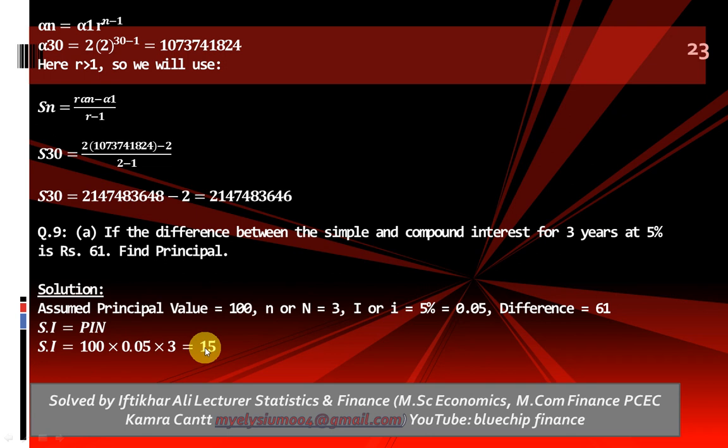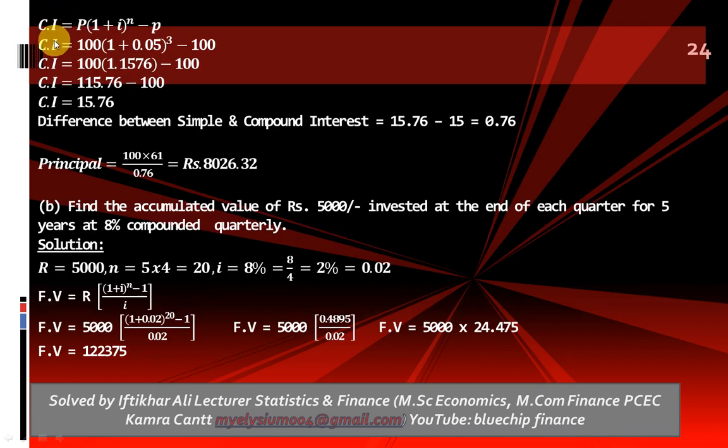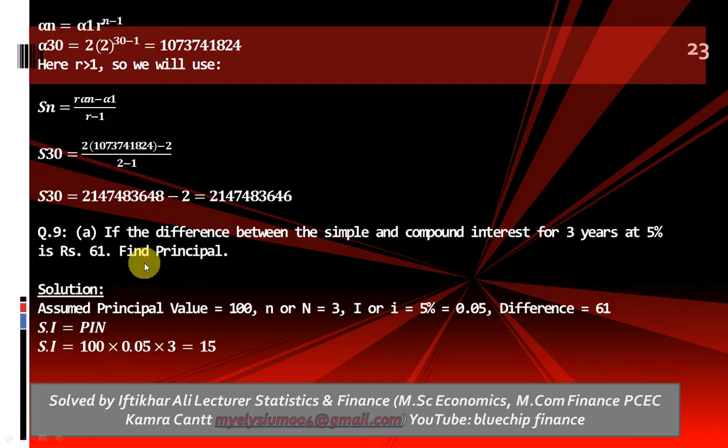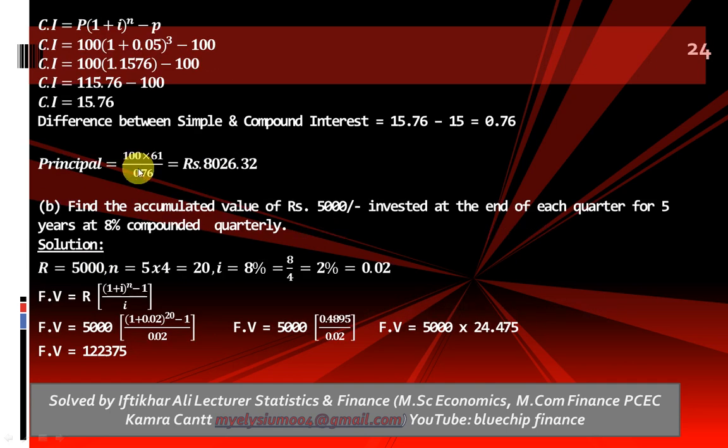The formula for simple interest, PRT, equals 100 multiplied by 0.05 multiplied by 3, that is 15. And similarly, we can calculate the compound interest with the assumed value of 100, that is 15.76. Just take the difference of these two interests, that is 0.76, and apply the formula: 100 multiplied by 61, where 61 is the difference given in the question, and divide the result by the difference of simple and compound interest. In this way we can calculate the principal amount, that is 8026.32.